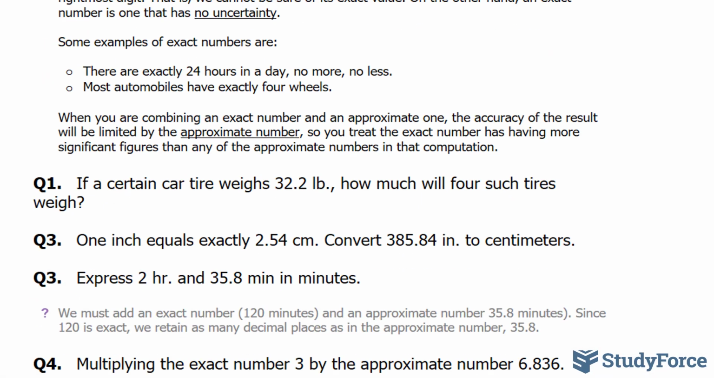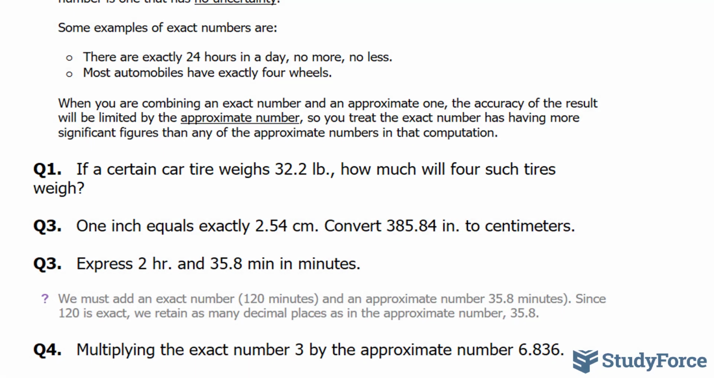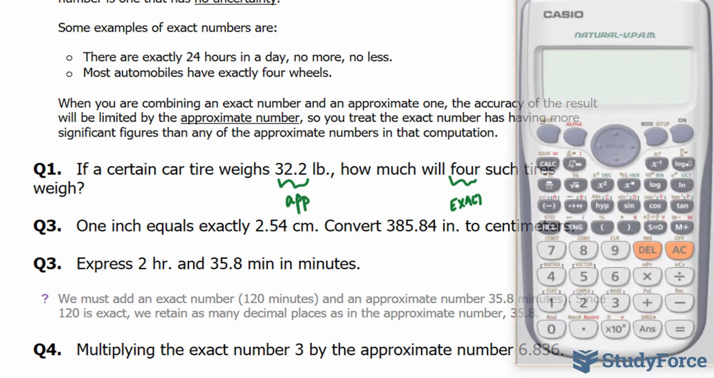Let's start with question 1. In question 1, they're asking us, if a certain car tire weighs 32.2 pounds, how much will 4 such tires weigh? So let's start by analyzing these two numbers. This right here is an approximate measured number. So I'm going to write down APP. This 4 right here is an exact number. So our final answer should have 3 significant figures. This doesn't count. So let's multiply this out.